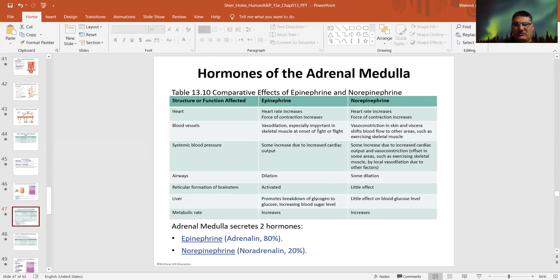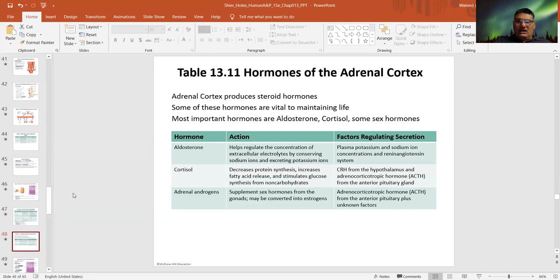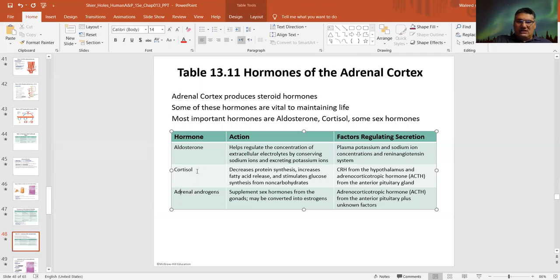Imagine you are in the middle of a fight. They are very close to each other. I wouldn't focus a lot on the difference between epinephrine and norepinephrine. This is too much. Just remember that the adrenal medulla secretes epinephrine and norepinephrine, which is kind of similar to the sympathetic. The adrenal cortex, the cover from outside, on the other hand, secretes aldosterone, cortisol, and some androgen, which is not very important.